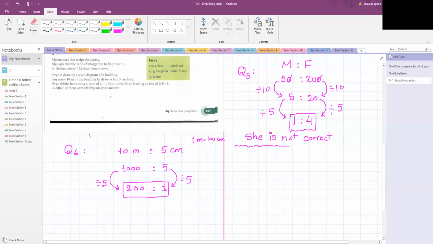Let's go again to the question here. Brian thinks that the ratio is 2 to 1 and Alan thinks Brian is using the ratio of 200 to 1. So who is correct? Yes. So Alan is correct.